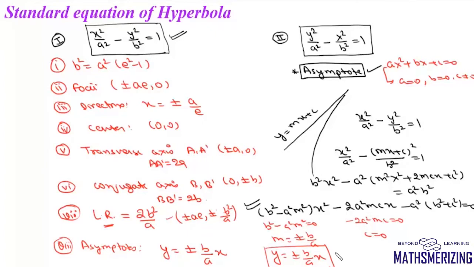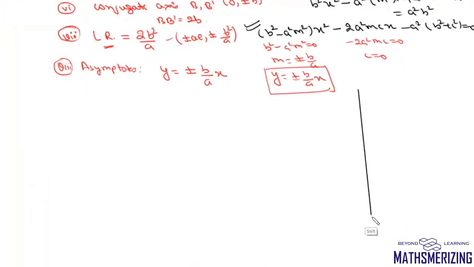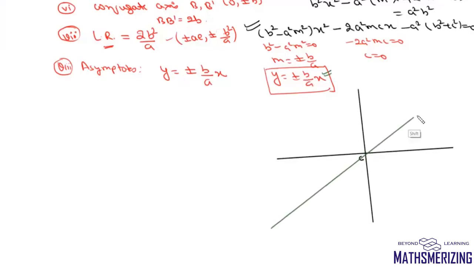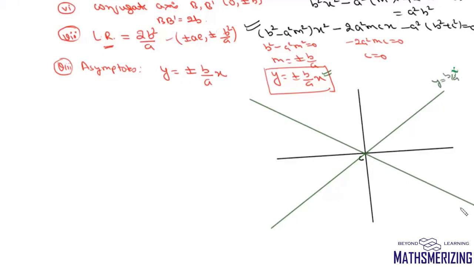Now we'll draw this hyperbola. So we'll draw the axes, center at origin. Now first we'll draw these two asymptotes. So we'll draw two lines passing through origin and whose slopes are b upon a and minus b upon a. So this line is y equals b upon a x, and this line is y equals minus b upon a x.